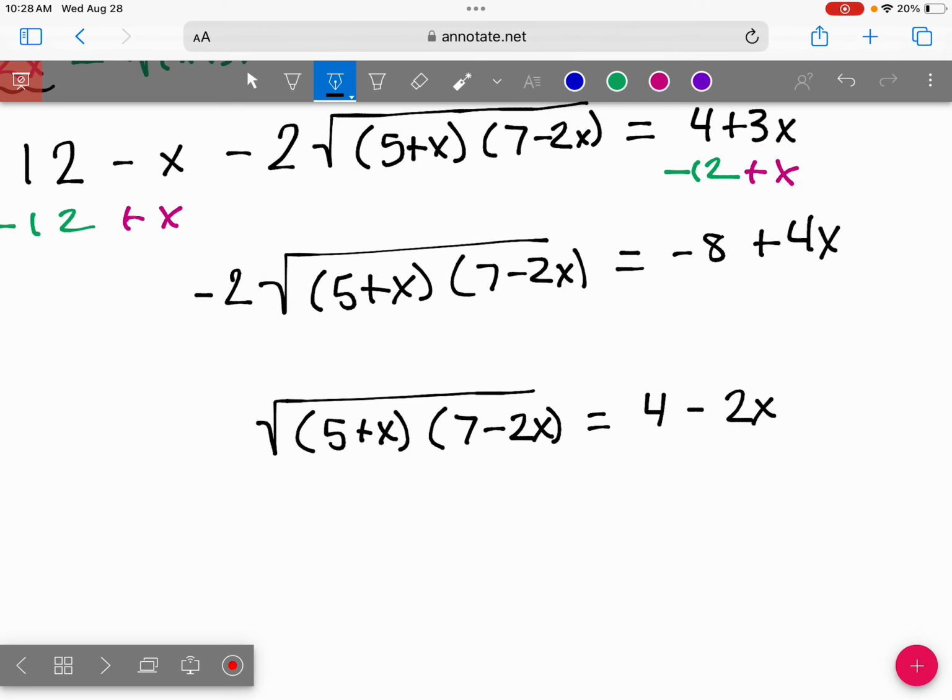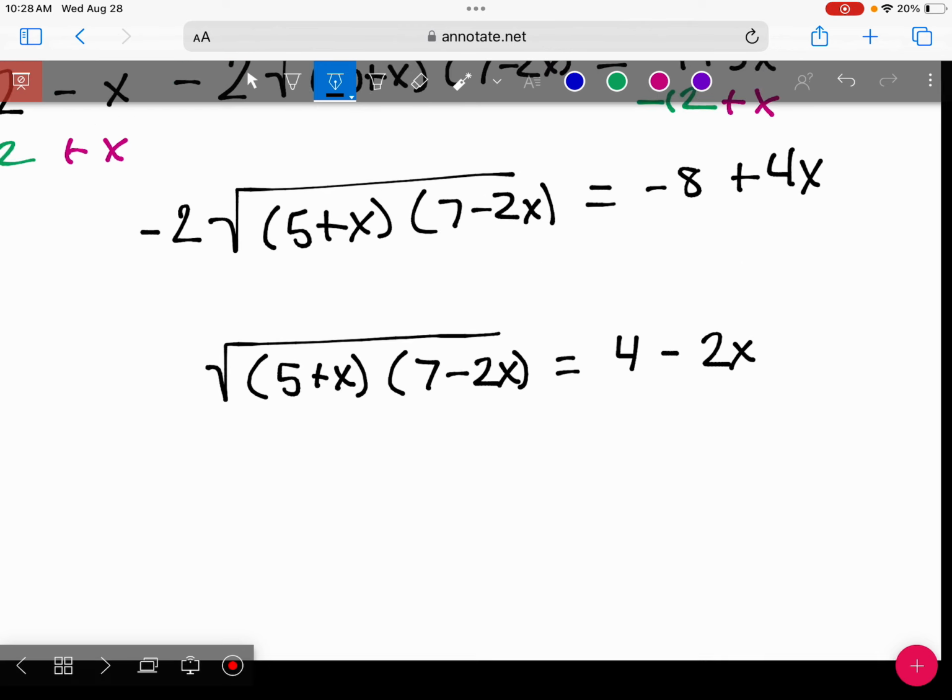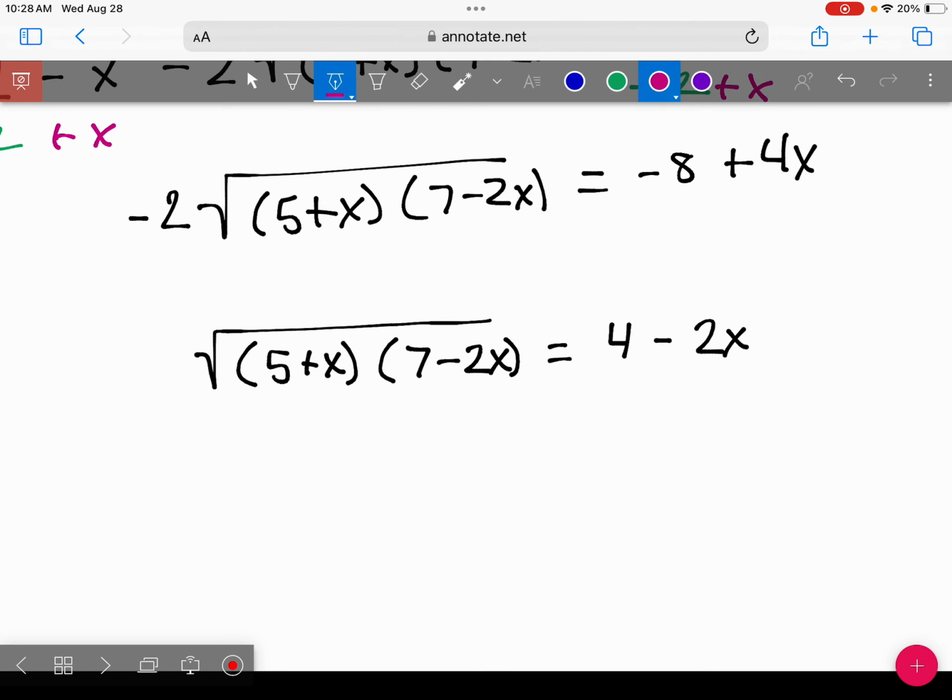Nope, we gotta have x equals. So what do we need to do? Square it. Square both sides. My left-hand side, my radical, and my square cancel out. So all we'll need to do is do that multiplication right there. Now we're going to do that.